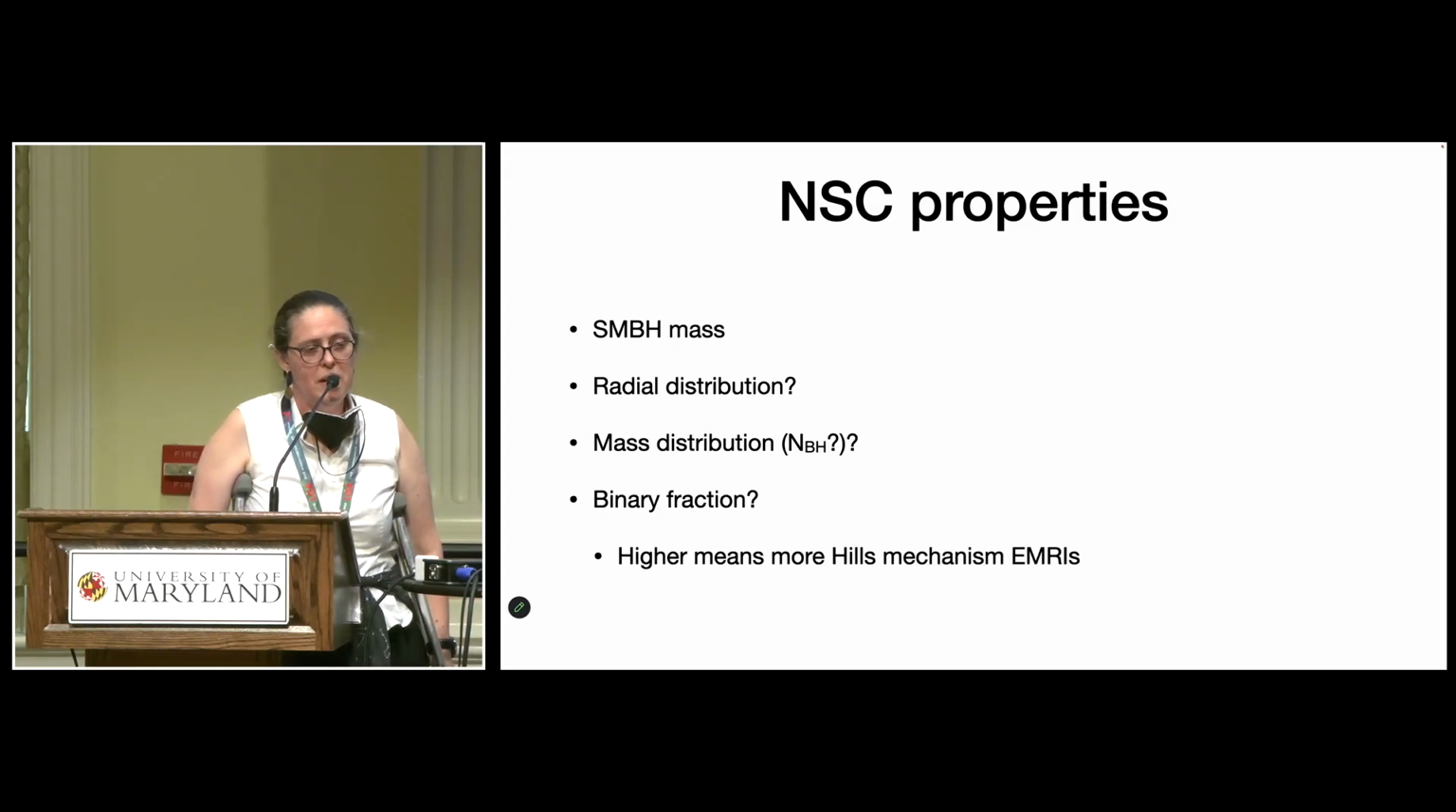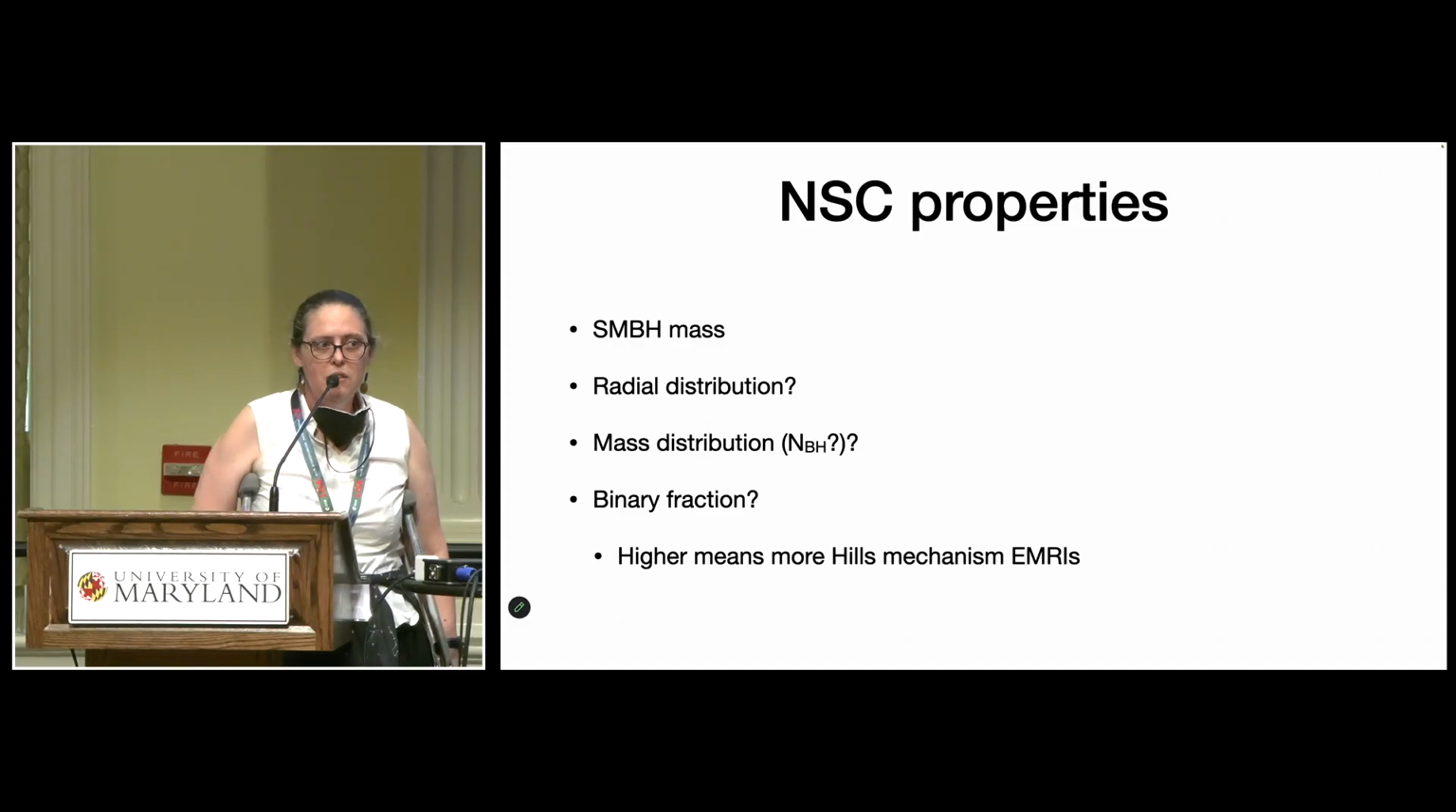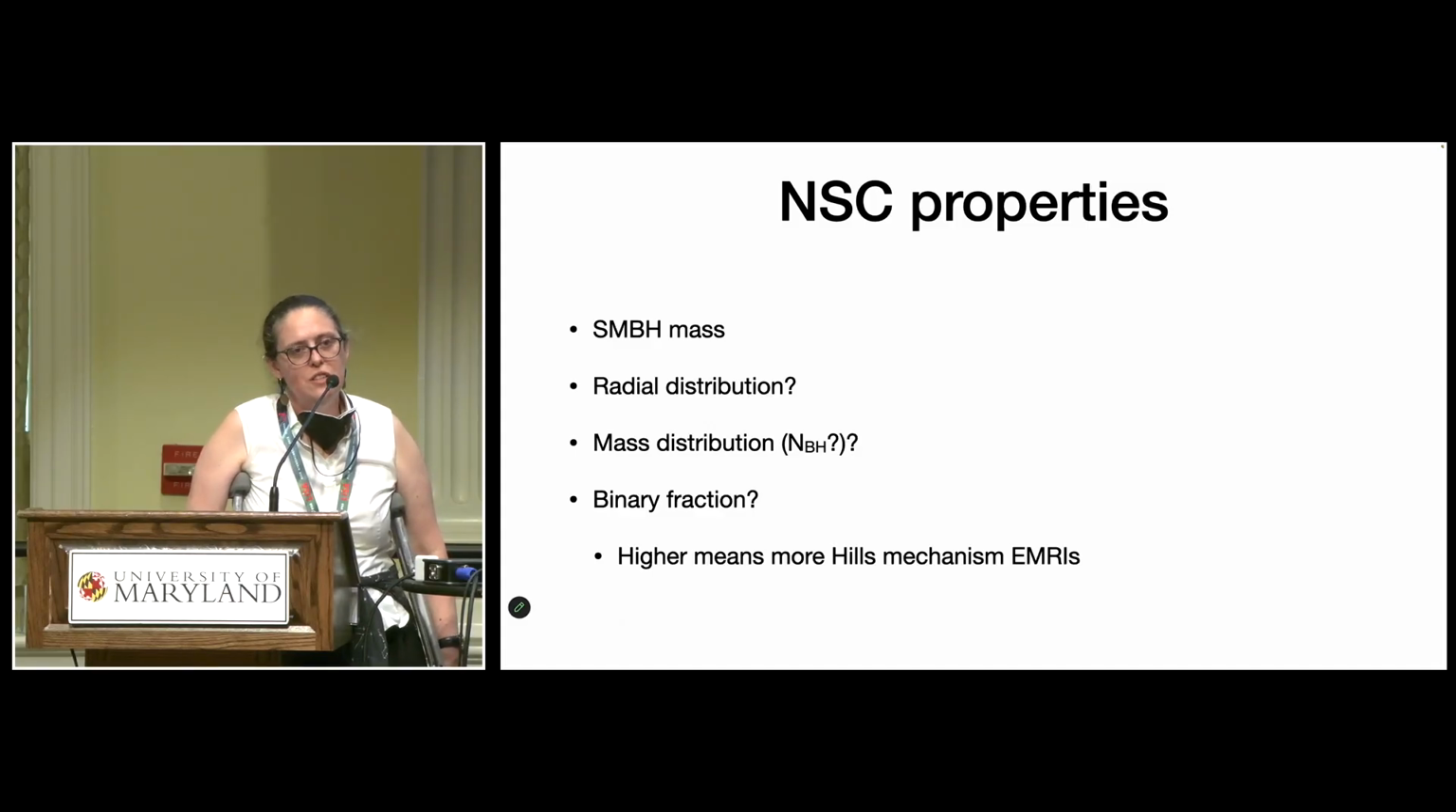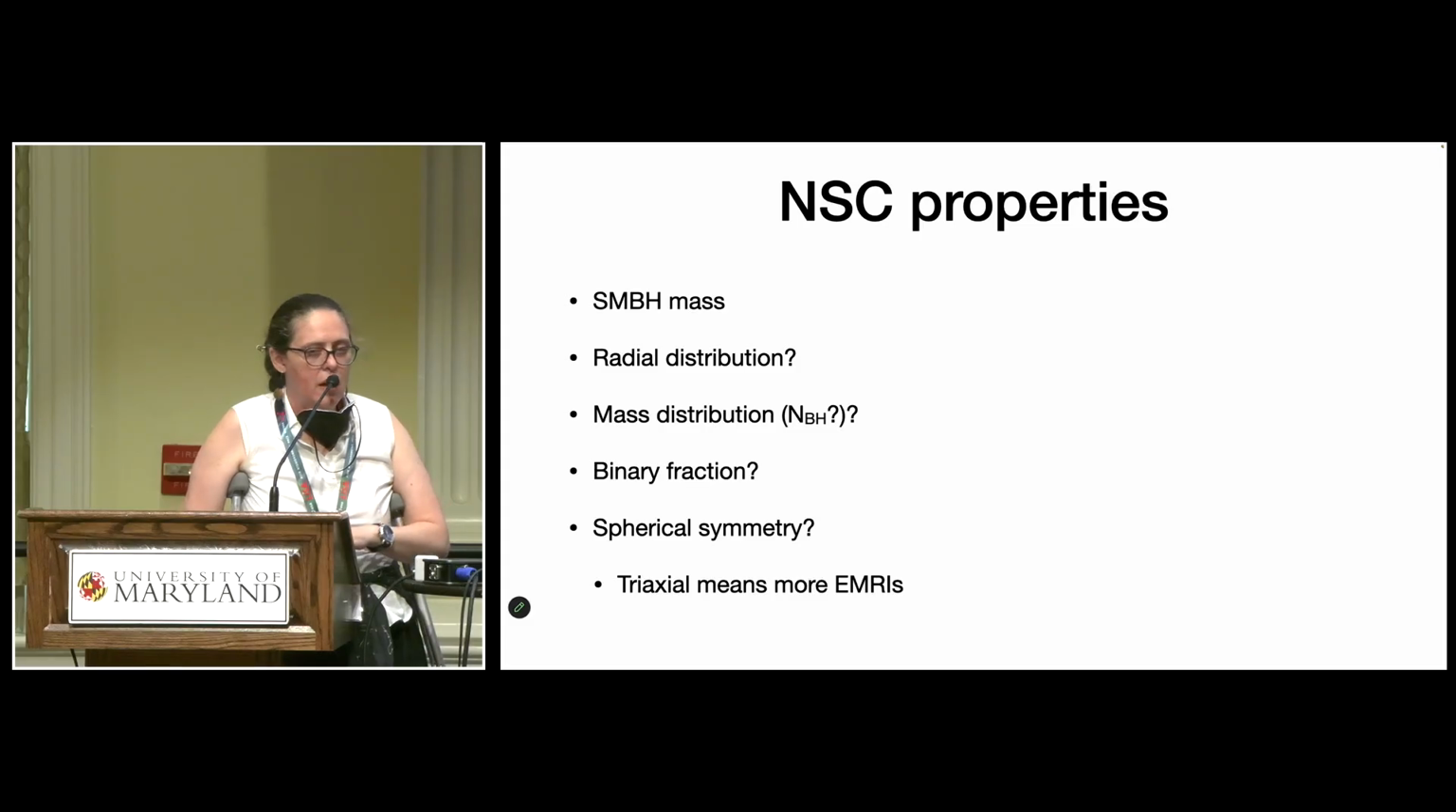You also would like to know what the binary fraction is. As I mentioned, the Hills mechanism does a really good job of making nice, fat, circular EMRIs. But that depends on the velocity dispersion in your nuclear star cluster, because whatever your natal binary fraction is, you can disrupt it. So all kinds of fun here. Also, generally, relaxation theory assumes spherical symmetry. We're pretty sure nuclear star clusters are not spherically symmetric, and when you include triaxial distributions, you get, again, more EMRIs.